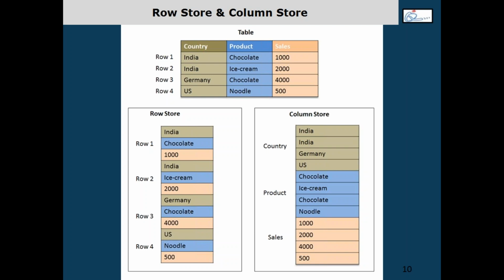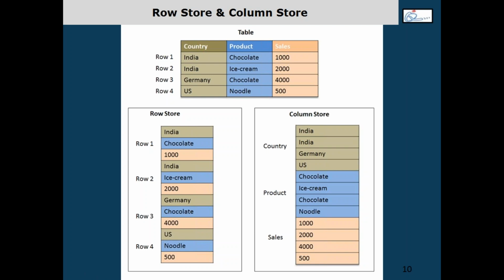Okay, boss. Now I know immediately you start getting a doubt. If the columns are stored separately, how do I know this value India belongs to chocolates, and chocolates is linked to 1000? Correct? The doubt is right.